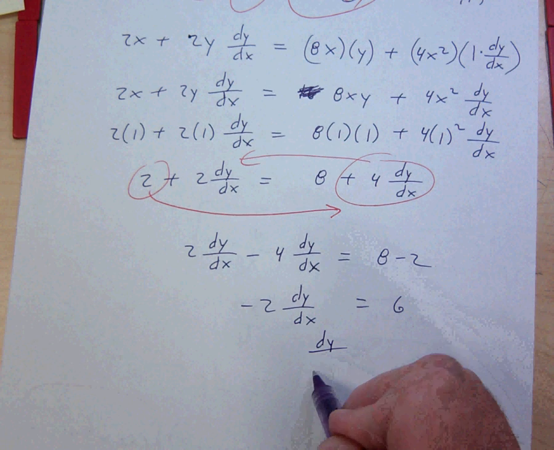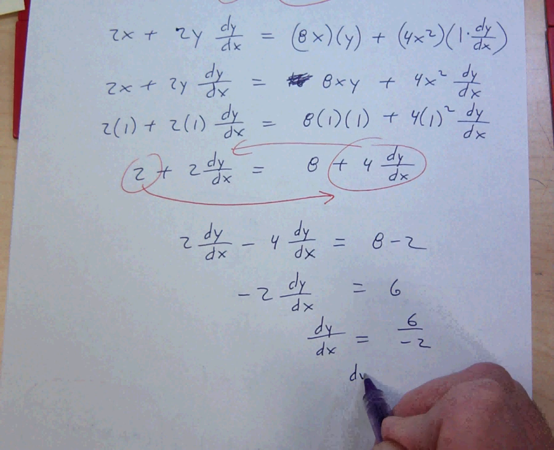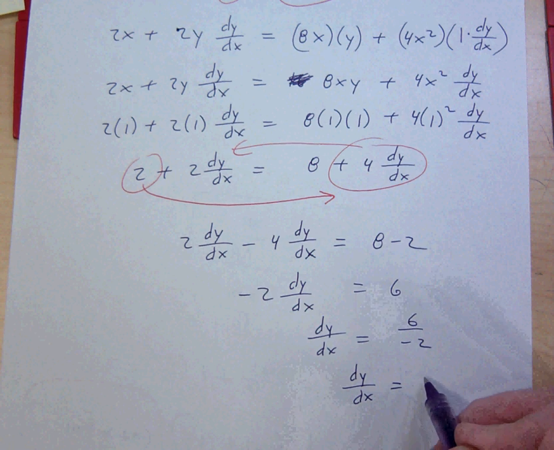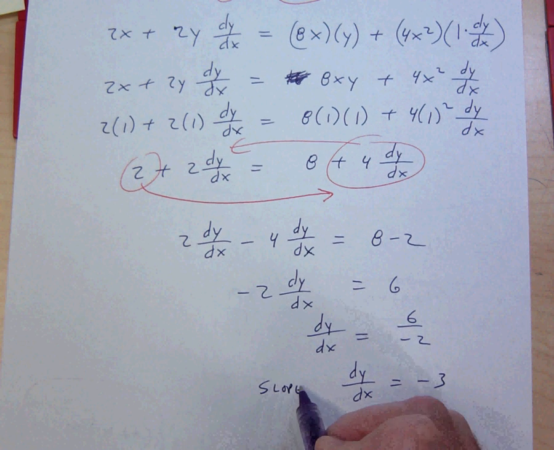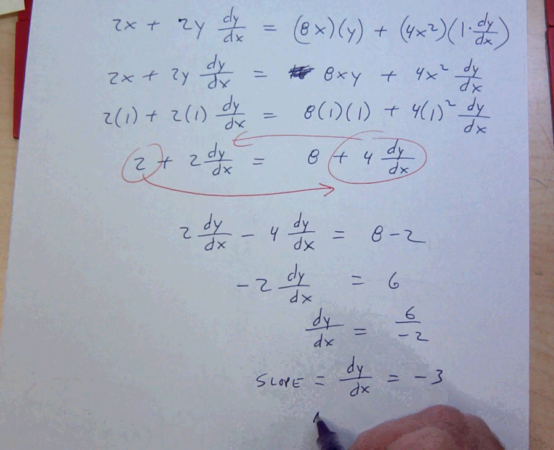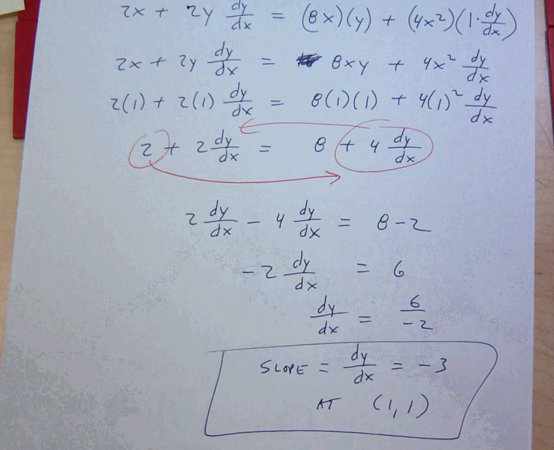We're done? Agreed? Okay. And so what do you get? The slope of the tangent line at the point 1, 1 is what? Negative 3. Everybody okay with this? Yes?